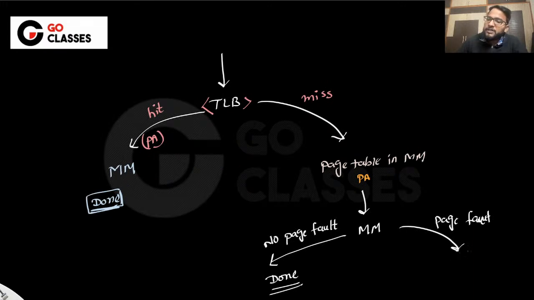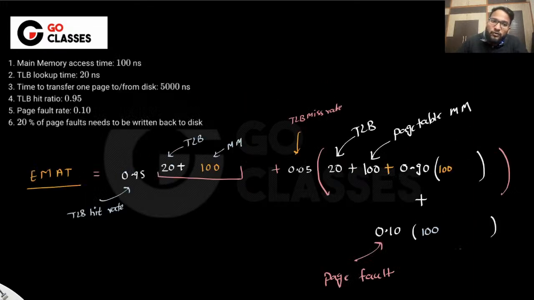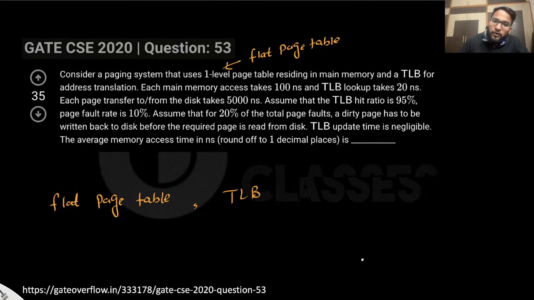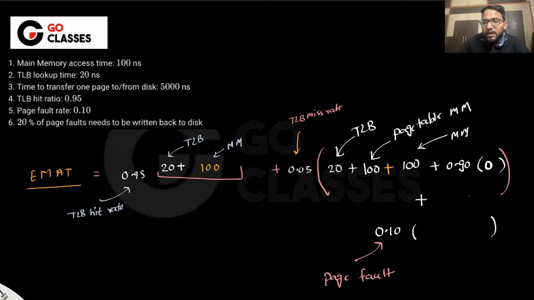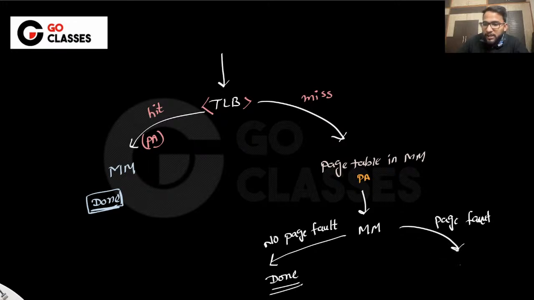Now, if there is a page fault, then what do you need to do? Can you tell me? It is given in the question that if there is a page fault, there is a 20% chance of dirty pages. If there is a page fault, then 20% chances are there that you have to write the dirty page. You will check whether the page that is there instead of your page is dirty or not.